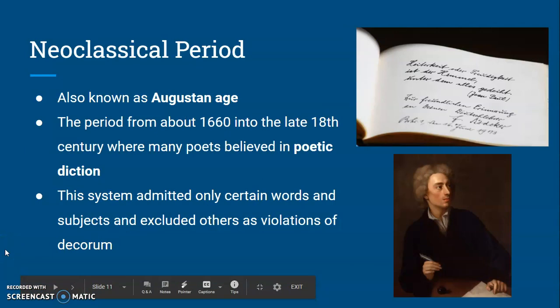Another aspect of words that you may see is that words from a certain time period may reflect a certain pattern. One of the periods we'll be covering in poetic diction is the Neoclassical Period. It was also known as the Augustan Age. This is a period from about 1660 into the late 18th century where many poets believed in poetic diction. Poetic diction is a system that admits only certain words and subjects and excludes others as violations of decorum.